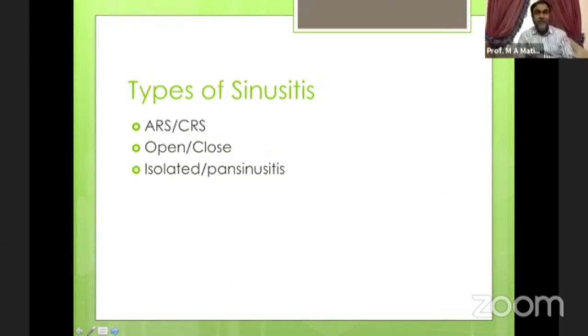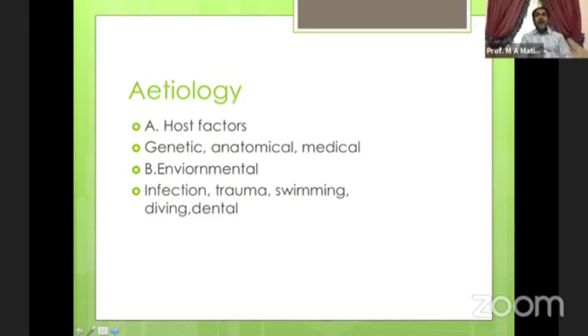As I said, these types of sinusitis are acute and chronic. This is for you people: you don't need open, close. Isolated sinusitis, because if one sinus is involved, it's isolated. If more than one is involved, it is pansinusitis. Now, next, what are the causes of sinusitis?